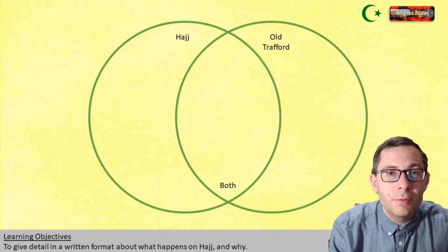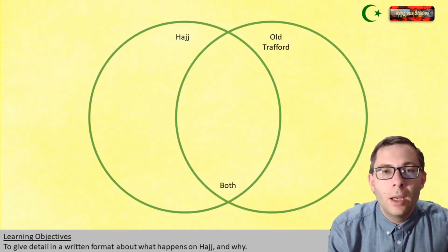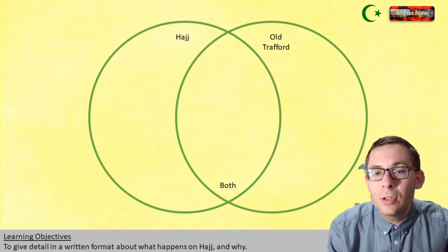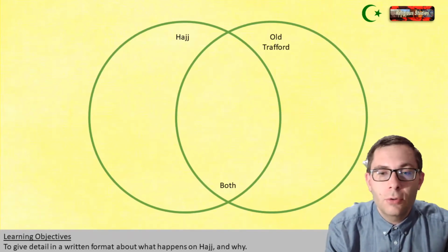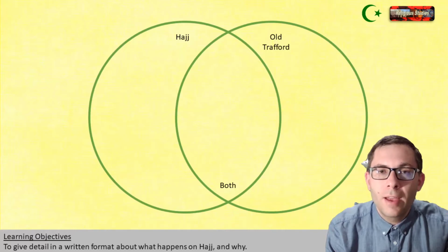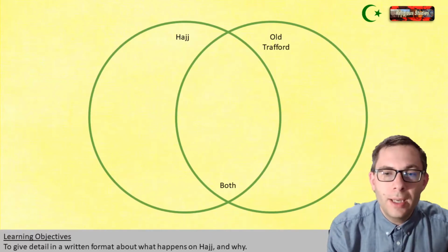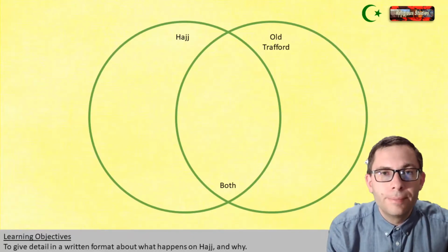Well, actually, I disagree. I've got a clip from BBC Bitesize, which I'm going to show you now. What I'd like you to do is watch this, and it will take you through some information about Hajj and Old Trafford. Under Hajj, you write things that are only at Hajj. Under Old Trafford, you write things that are only at Old Trafford. And then you write down how they're similar in the middle. Let's see how many things you can get in each part of that Venn diagram. So pause me while you get that written. The moment you unpause me, hopefully this clip will start.